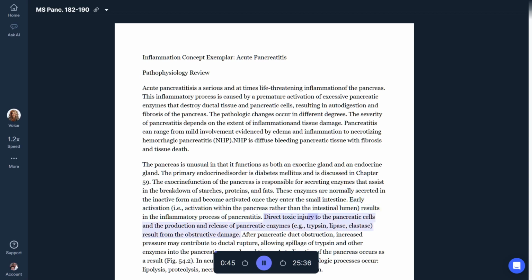Direct toxic injury to the pancreatic cells and the production and release of pancreatic enzymes result from the obstructive damage. After pancreatic duct obstruction, increased pressure may contribute to ductal rupture, allowing spillage of trypsin and other enzymes into the pancreatic parenchymal tissue. Autodigestion of the pancreas occurs as a result. In acute pancreatitis, four major pathophysiologic processes occur: lipolysis, proteolysis, necrosis of blood vessels, and inflammation.